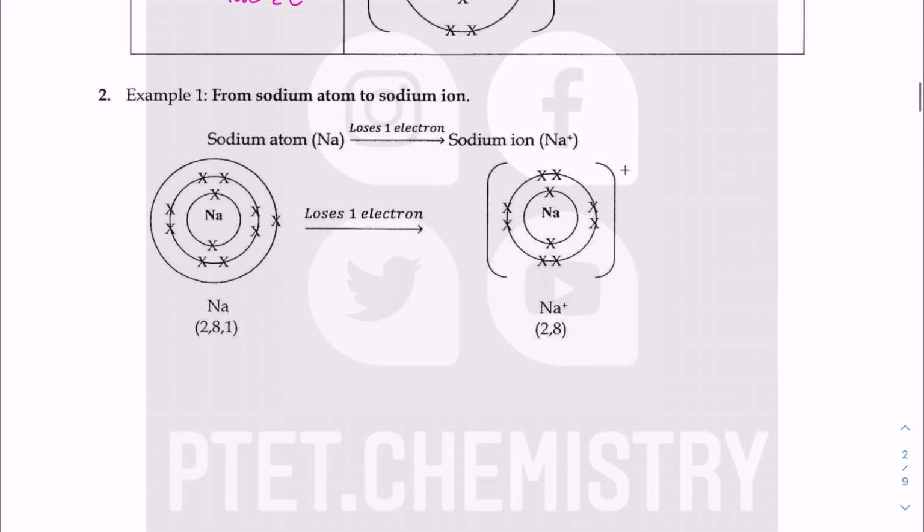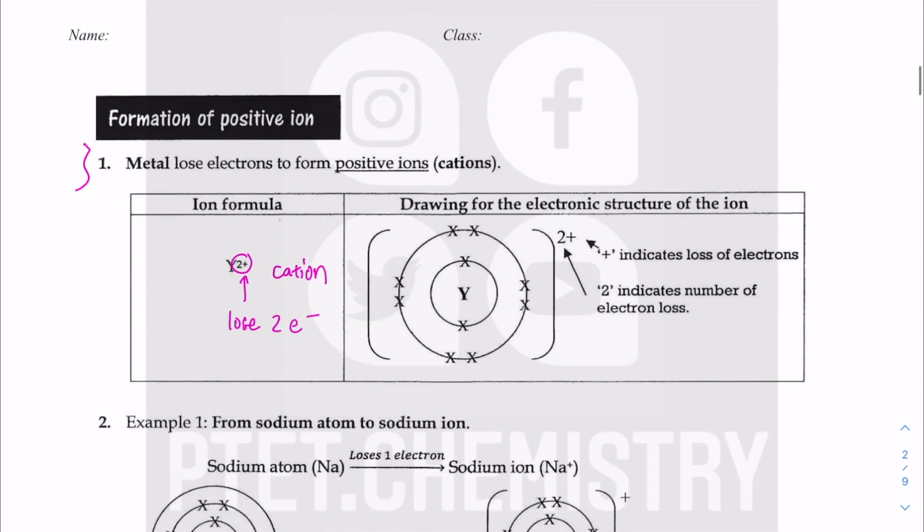For example, in this case, this is sodium. Sodium is a third period element. This is the first shell, second shell, and this is the third shell. So sodium is a period 3 element. It's a group 1 element. So what we have here is that group 1 metal, the metal likes to lose electrons. Metals lose electrons to form positive ions.